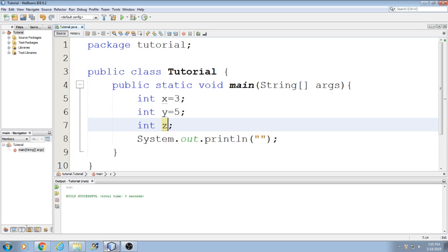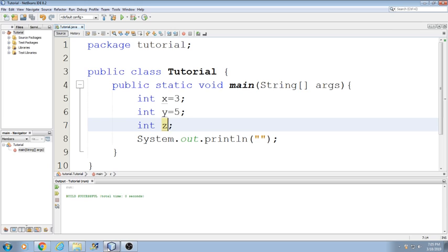Alright, welcome back. Something a little different. We're going to be going over the mathematical operators over these next couple videos. In Java, there are 5 mathematical operators, and we're going to be going over the first 3. And the first 3 are the addition operator, the subtraction operator, and the multiplication operator.